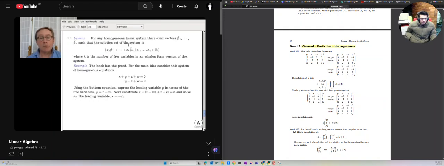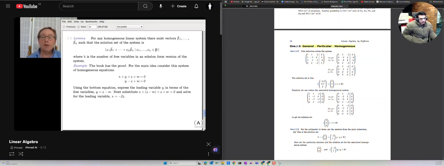Okay, so in general, if you have a homogeneous system, then the solution set has to look like this. Vector times a letter, vector times a letter, vector times a letter, however many you've got. How many will you have? It says k is the number of free variables. So when we had z and w for free variables, we had 2 vectors.